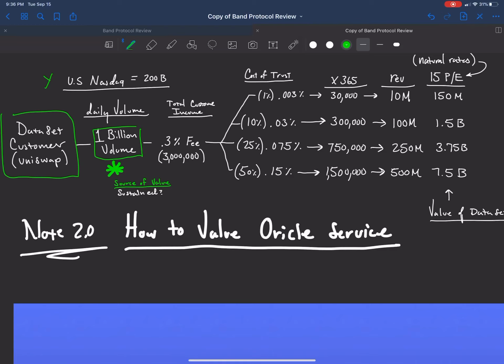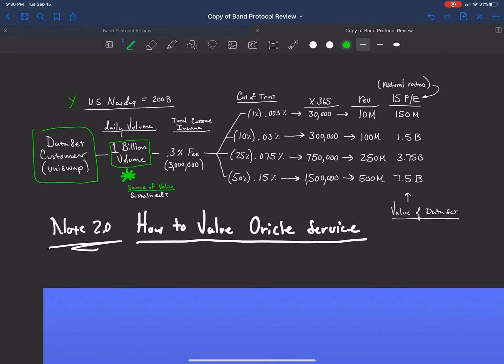This volume is the source at Uniswap of where these oracles feed Uniswap, and Uniswap pays for that service. Uniswap charges a 0.3% fee, which is about $3 million a day in revenue. Now, I did several scenarios, whether it takes 50% of that fee, 25%, 10%, or 1%, to show you the different valuations of that data pool that would exist on Band if it had that Uniswap relationship. So if it did have that 50% cost associated with that fee, that cost of trust, then it would lead to about 1.5 million a day in revenues.